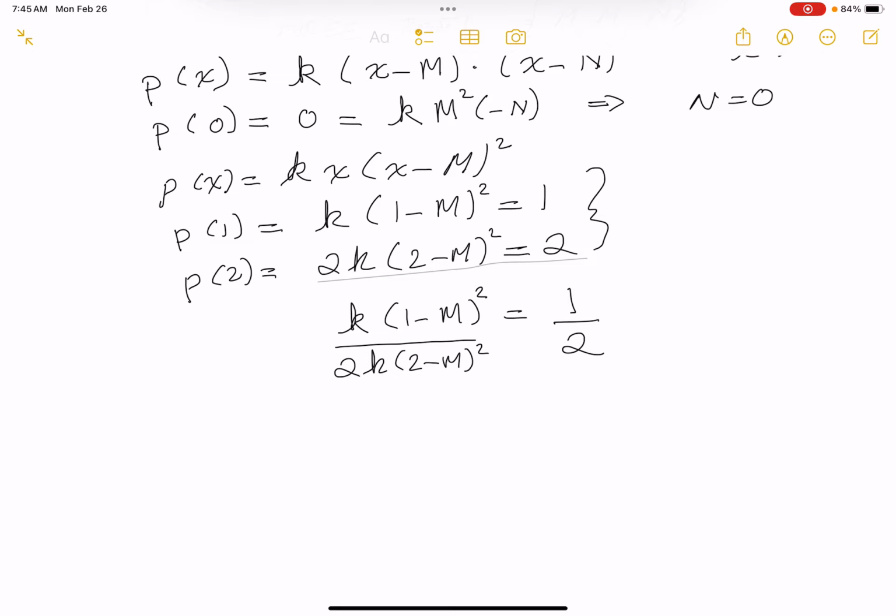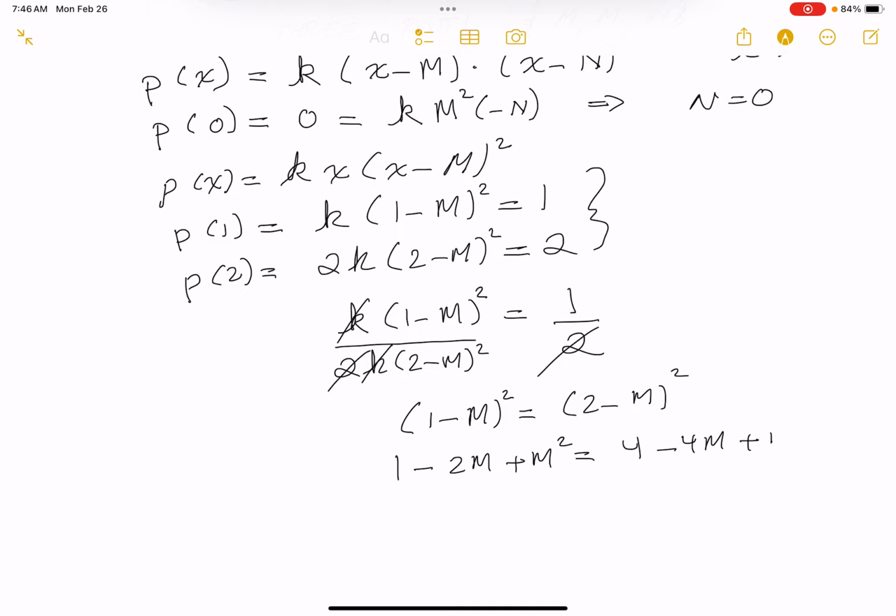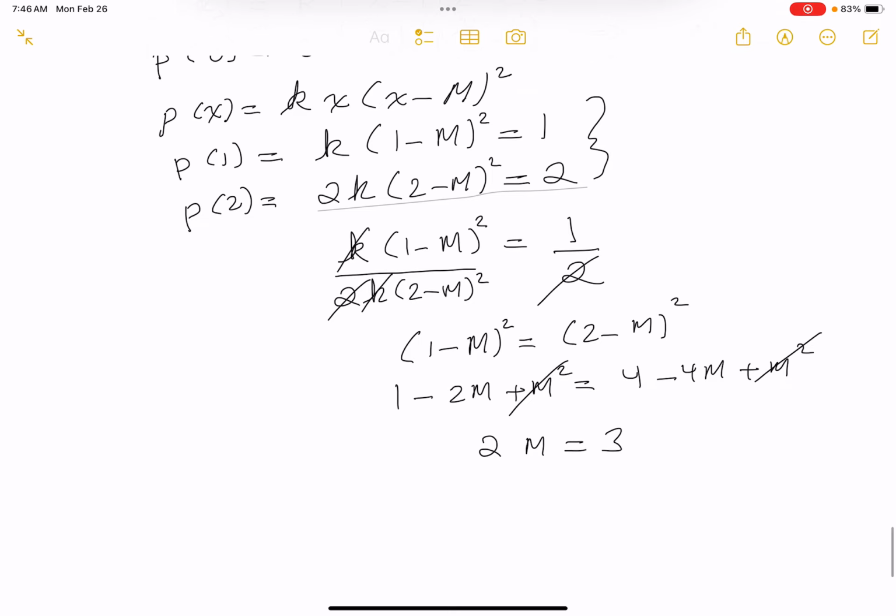What I'm going to do now is I'm going to say k is not 0, so these cancel off, by the way. I'm going to multiply both sides by 2. That cancels off. So really what we're left with is 1 minus m squared equals 2 minus m squared. All right? I'm going to expand it out, by the way. So it's 1 minus 2m plus m squared equals 4 minus 4m plus m squared. The m squareds cancel off. Let's see, you get 2m. I'm adding 4m to both sides, by the way, and subtract 1 from both sides, you get 3. Make sure I did that right. Add 4m, I get 2m. Subtract 1, I get 3. So m is equal to 3 over 2.